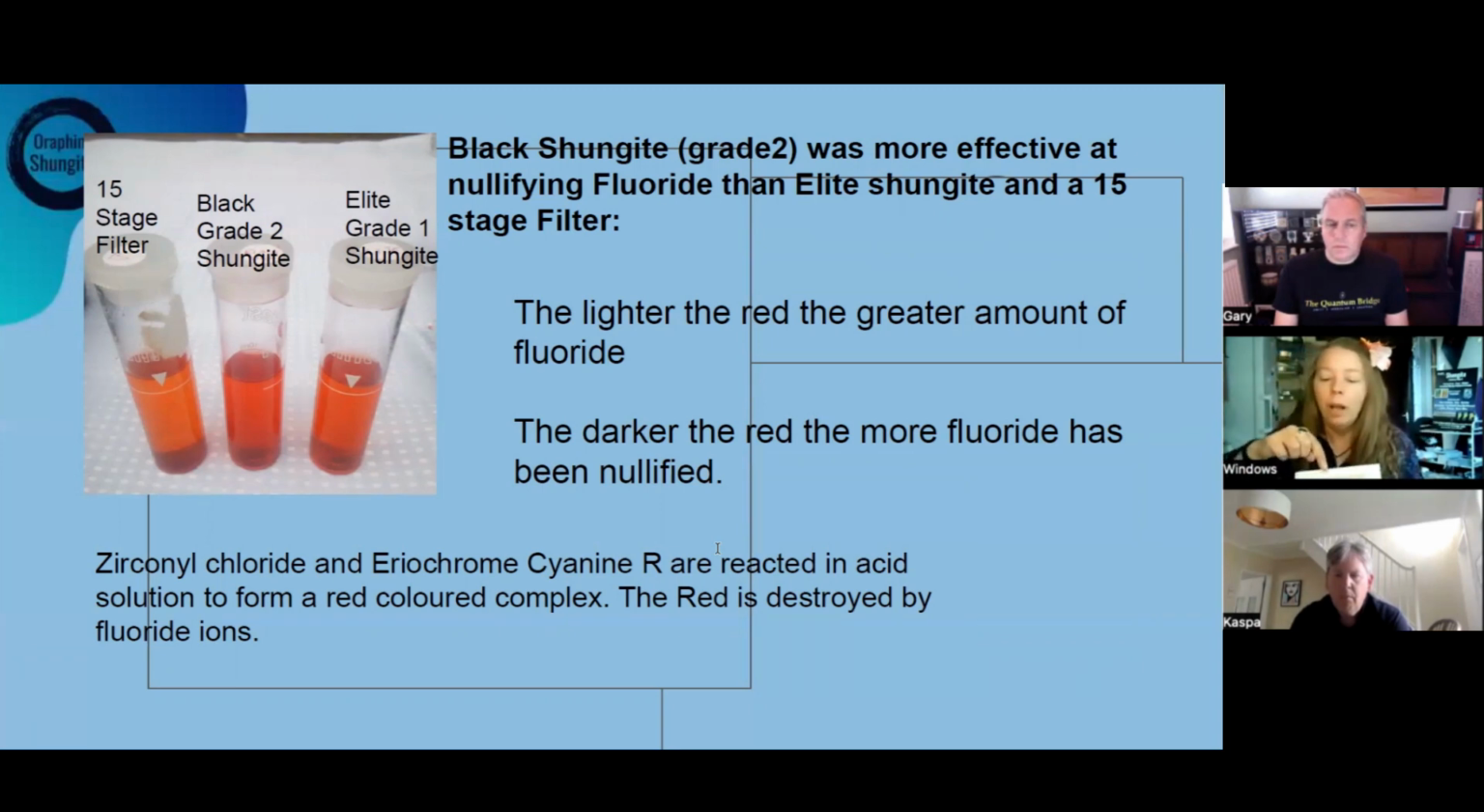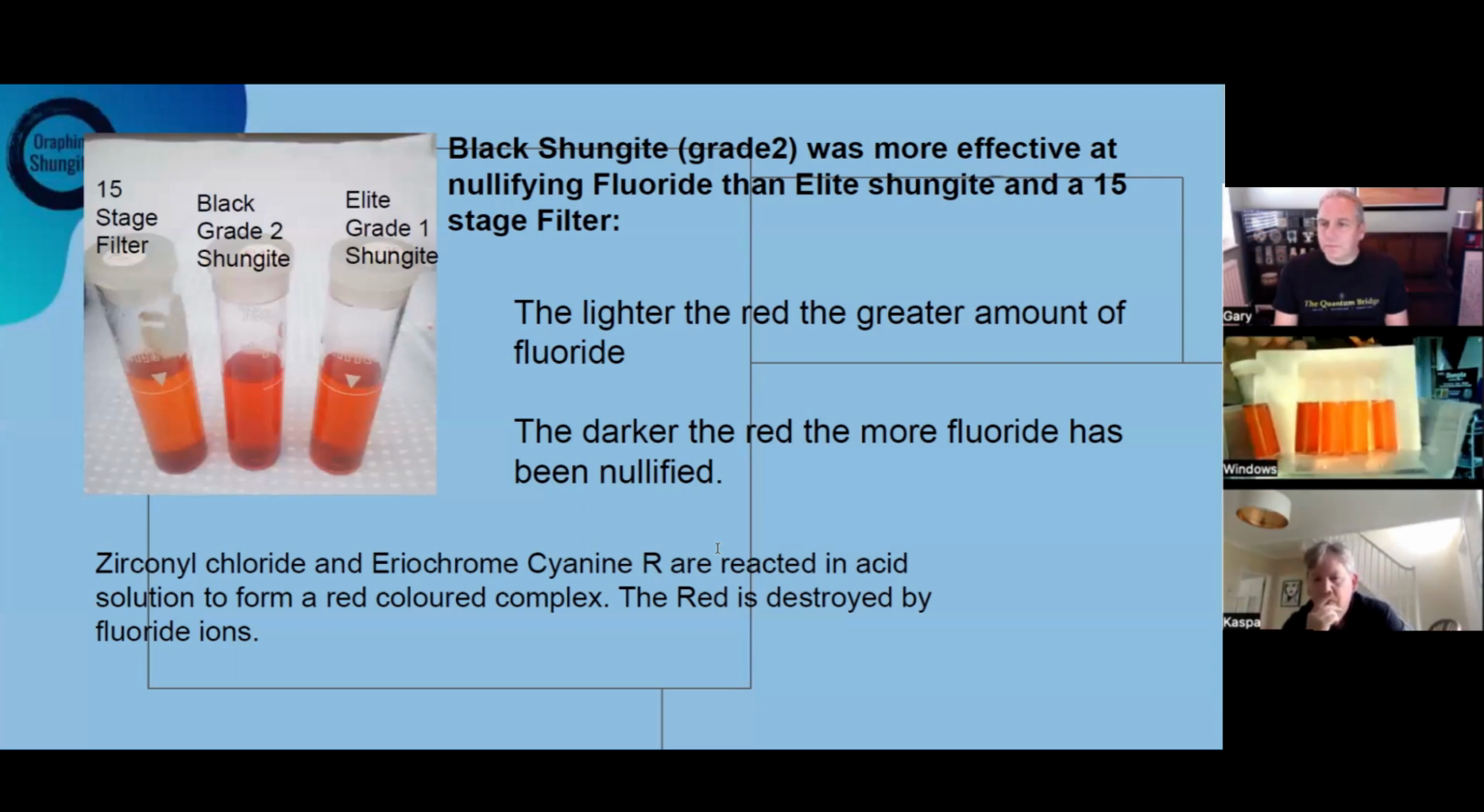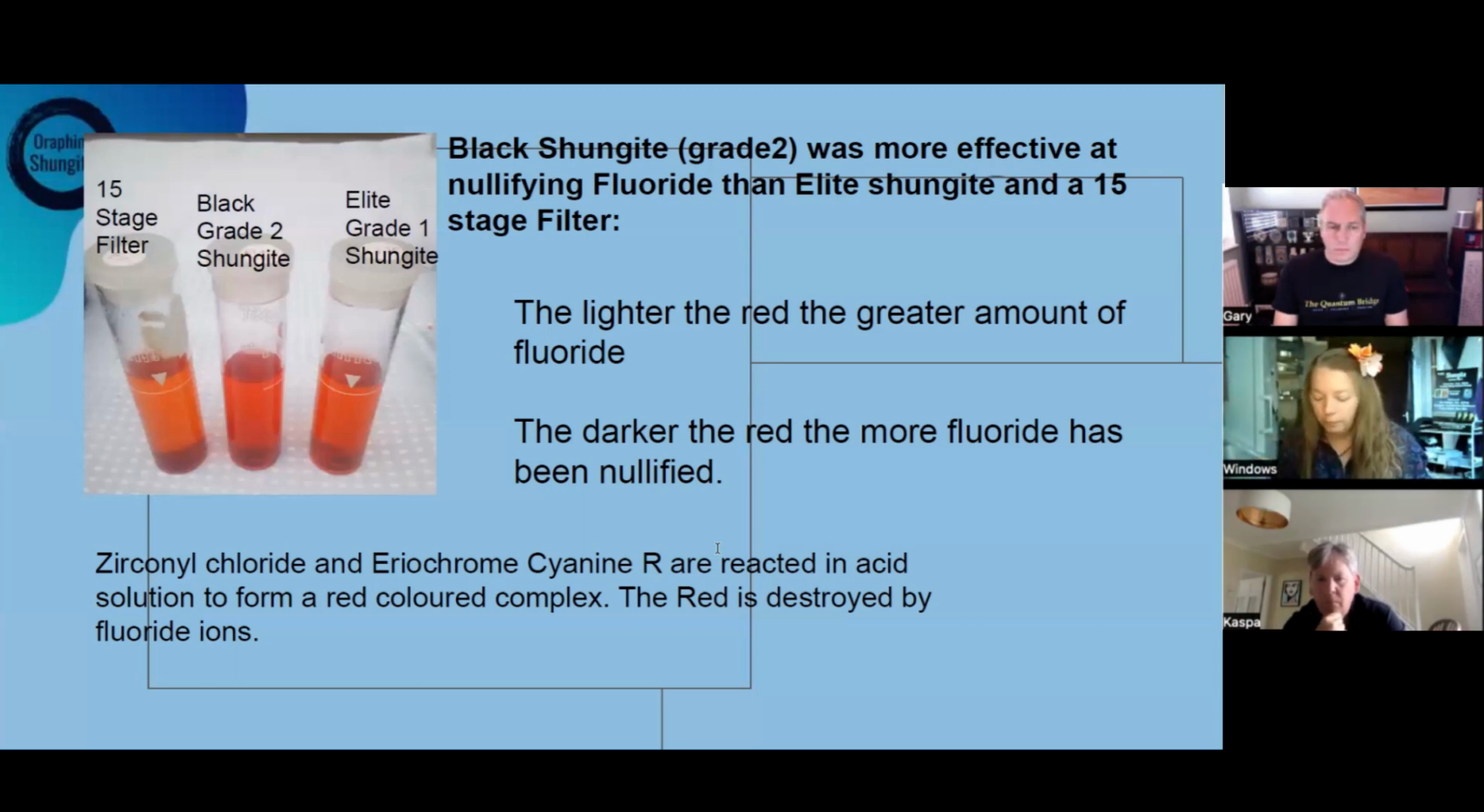And then I did a mixture of the black shungite and the elite shungite. That's that one there. Then we have the toggle. Then we have a 15-stage filter and the tap water. So just to show you again there. So very, very different color. You can clearly see with your eyes. Obviously, all those results can be run through the photometer as well to show you the numbers. But actually, when you can see it with your eyes, it says a lot.